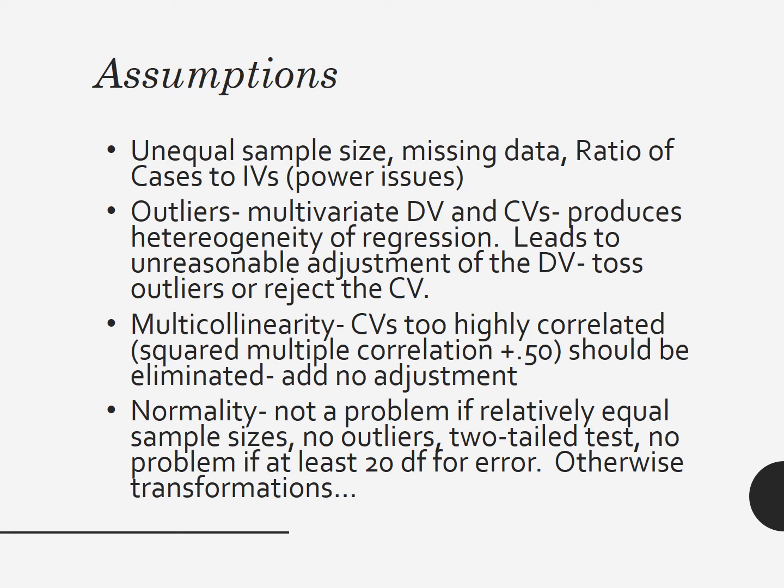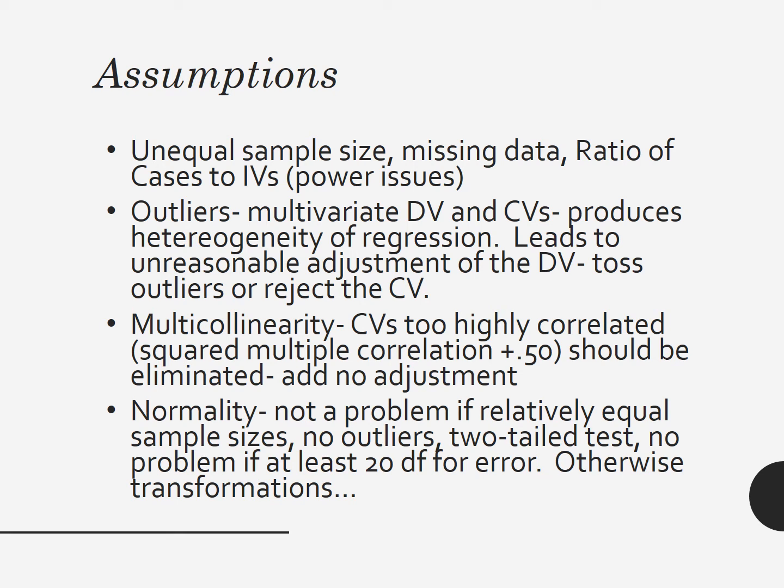Multicollinearity is when the covariates are too highly correlated. So this is the squared multiple correlation of 0.50, or like a regular Pearson's correlation, maybe of 0.80 or higher, because it's really not adding anything to the formula by adding more covariates.